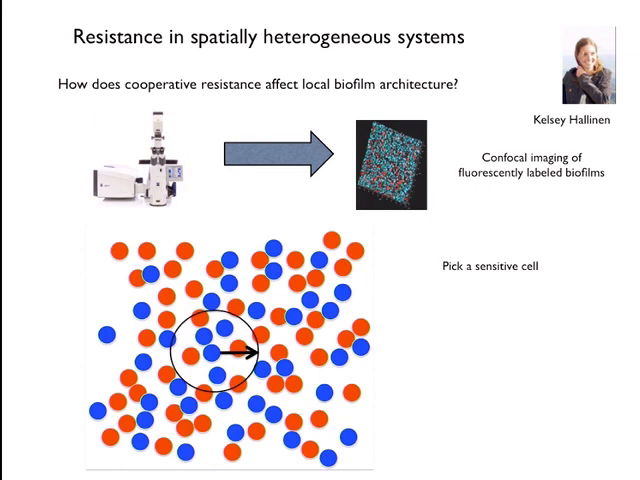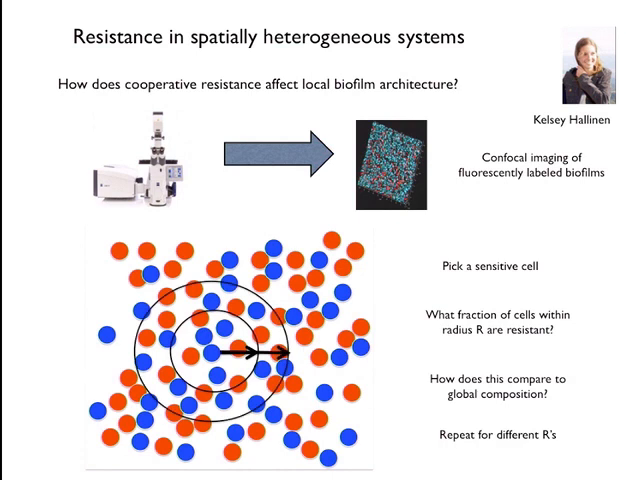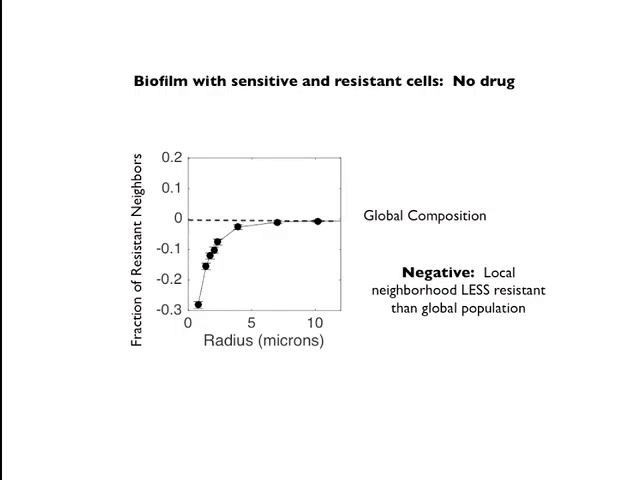You pick one of these blue cells, and you say, within some neighborhood of this blue cell, what fraction of my neighbors are resistant? So I'm zooming in on the sensitive cells. I'm saying, is your neighborhood resistant or not? Then I look at bigger and bigger neighborhoods, and I compare this to the global composition. In other words, I want to see if local neighborhoods around sensitive cells are enriched for resistant cells or not, or are they just randomly distributed? So you do this for different values of R. This is work, by the way, of Kelsey, who I mentioned earlier. She's a PhD student in biophysics. And so you get a plot that looks like this. You guys will recognize this is very similar to a correlation function, but it's easier to explain this way, I think.